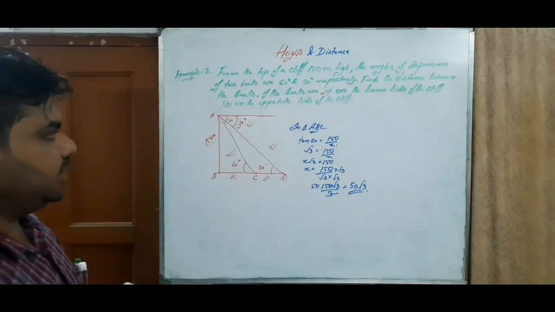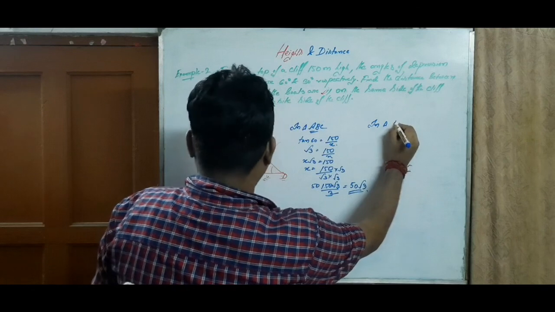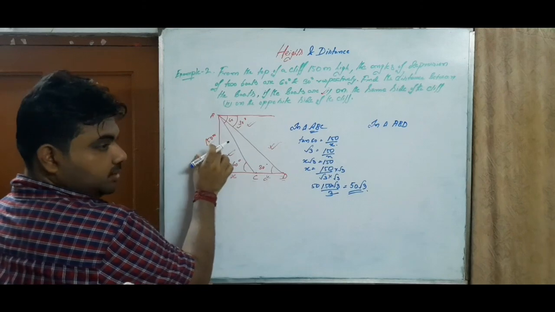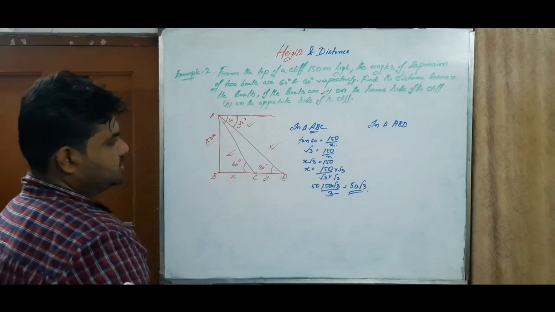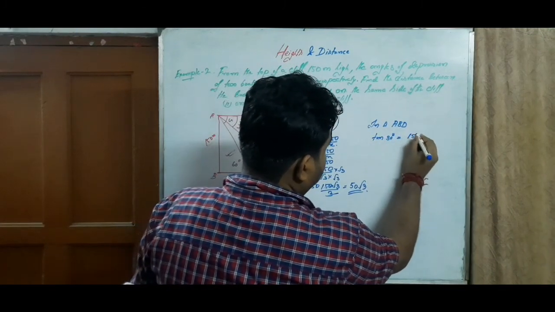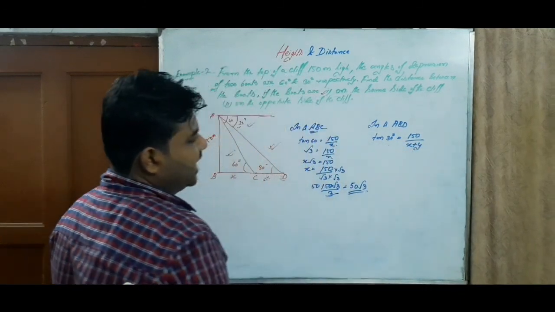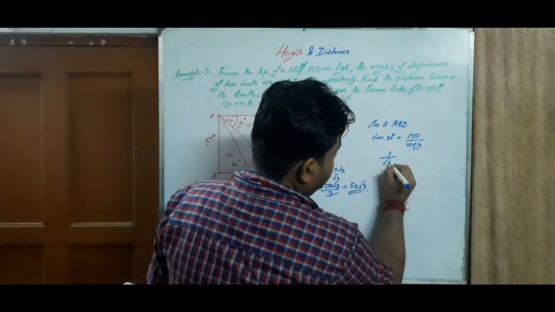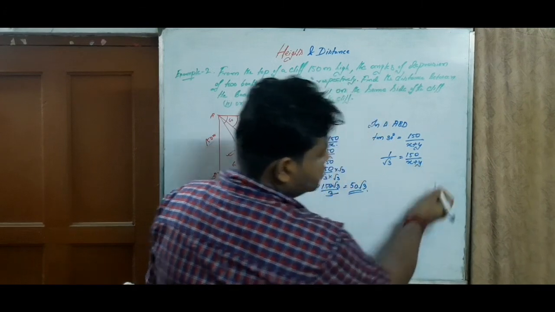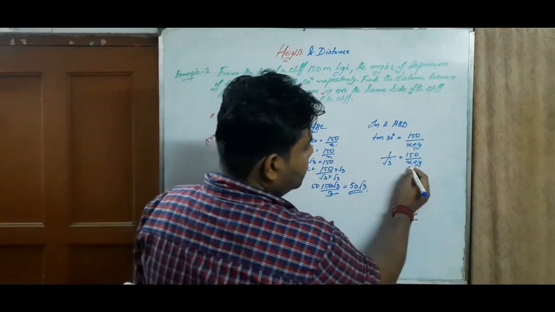In triangle ABC. Now in the larger triangle, that is in triangle ABD, here also we are given the perpendicular, we have to find out the base. So again tan theta, that is tan 30 equals 150 by x plus y. So tan 30 equals 1 by root 3 equals 150 by x plus y. We know the value of x, that is 50 root 3. So we will put the value.